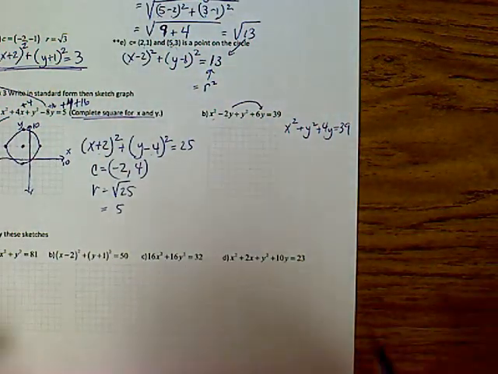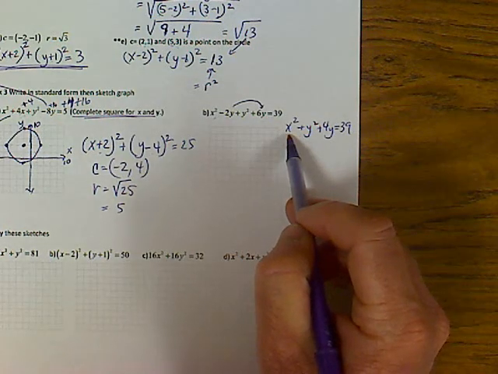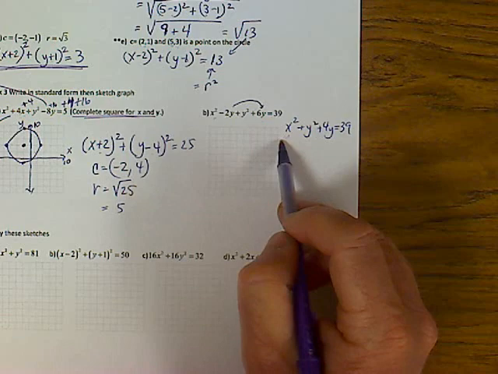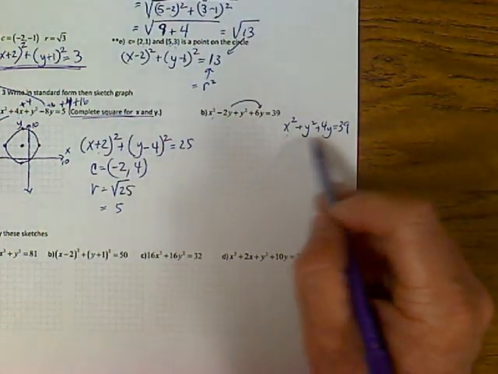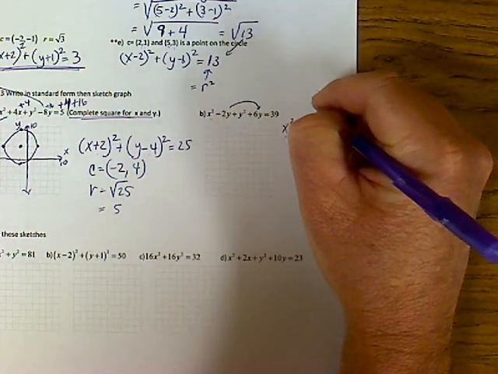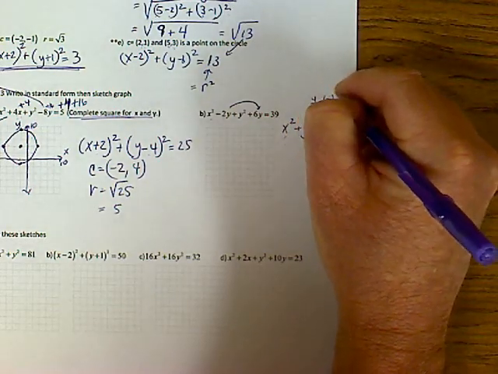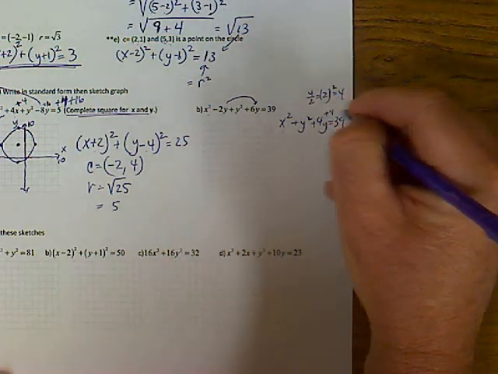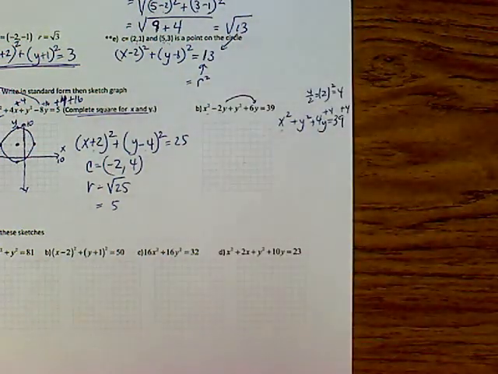Now my first question to you is, do I need to complete the square for x? No, because there's not an x with it. You have to have an x squared and an x to do it. Do you need to complete the square for y? Yes. The number in front of y is 4. 4 divided by 2 is 2. 2 squared is 4. So we're going to add 4 to both sides of the equation.